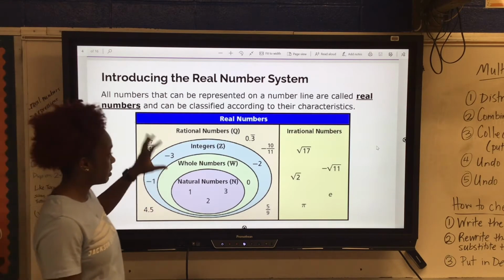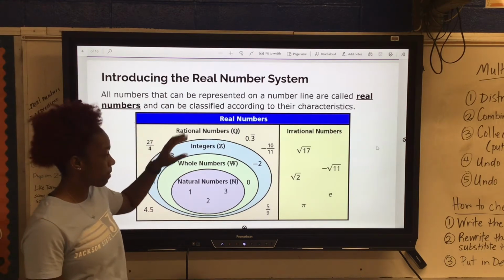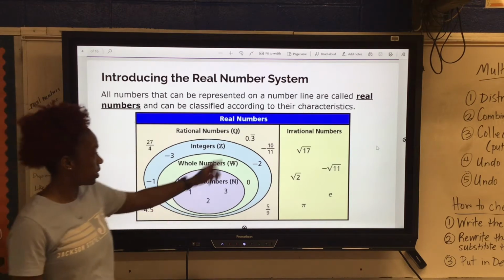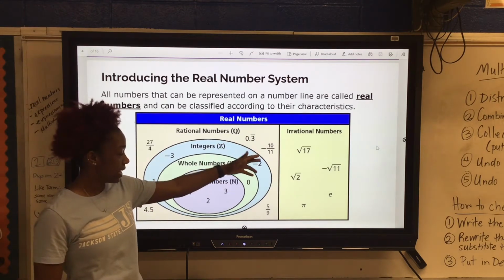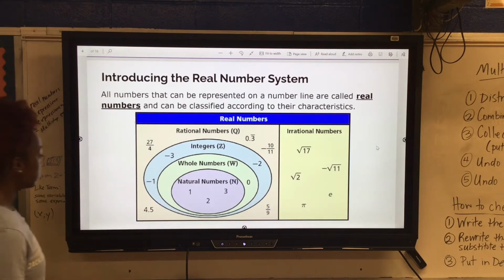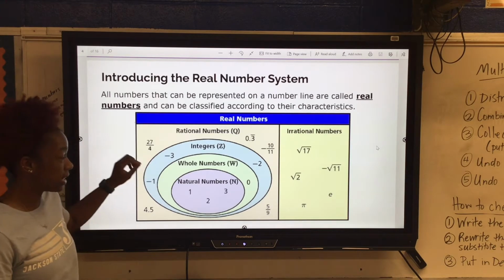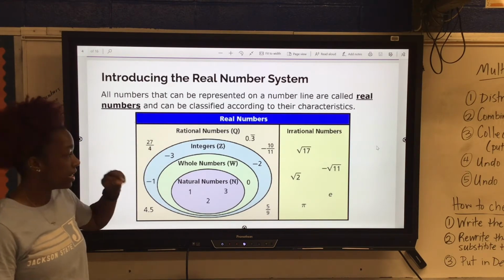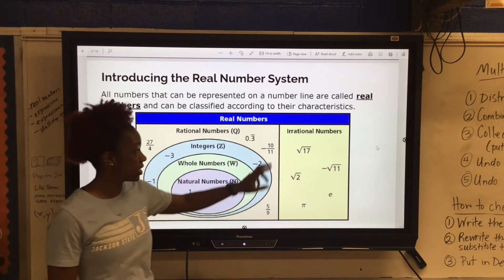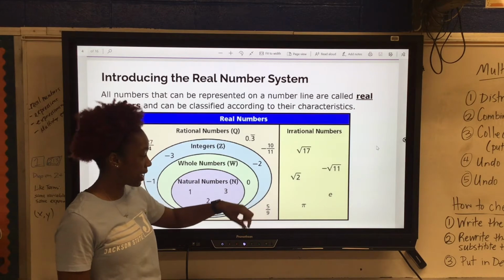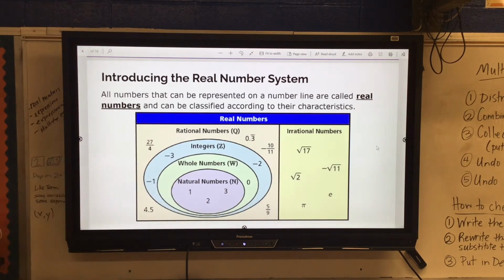And then you get to the biggest subset of this part, and you have rational numbers. So as you see, rational numbers can be a fraction, a decimal, a repeating decimal. It can be negative, alright, and it can be a terminating decimal. Alright, so anything that can be turned into a fraction is a rational number. Anything that cannot be turned into a fraction is an irrational number. So you have the square root of 2, pi, square root of 17, and negative square root of 11.